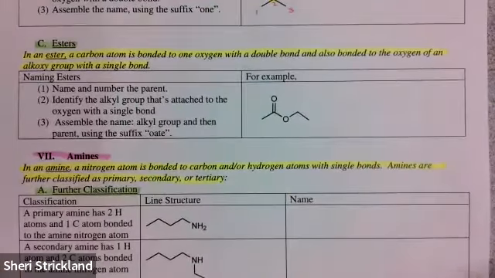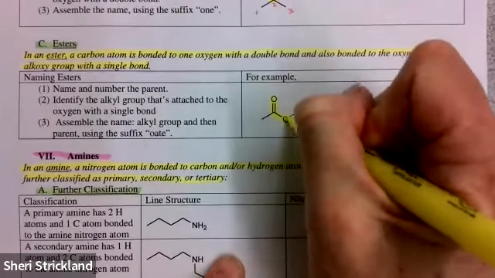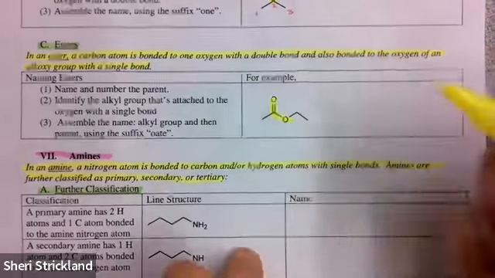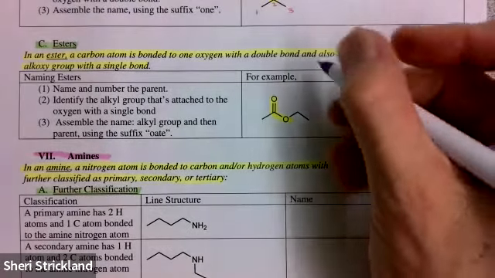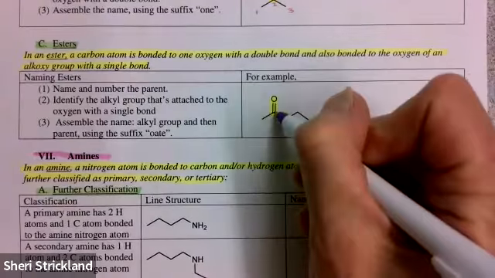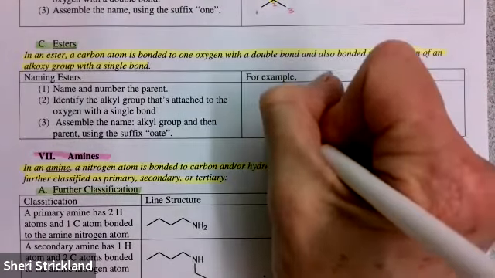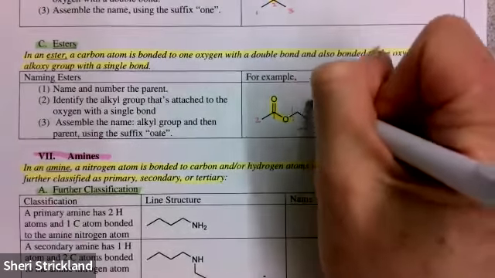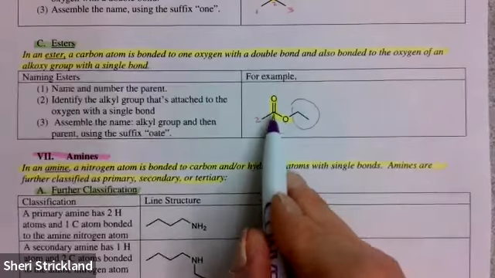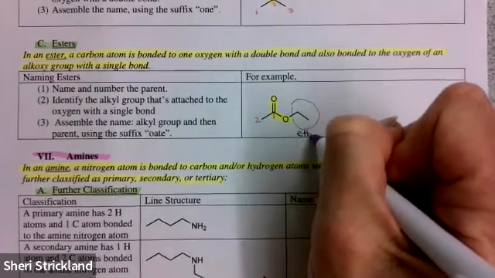Now, in an ester, a carbon atom is bonded to one oxygen with a double bond, and also bonded to the oxygen of an alkoxy group. So this is what identifies the ester. And when you're naming an ester, you have to know two things. Where's the parent? And the parent has to involve this carbon. And this is going to be carbon 1 of the parent. This is carbon 2. And also there's going to be an alkyl group that's attached to the oxygen bonded to this carbon by a single bond. And this is an ethyl group because it's got two carbons.